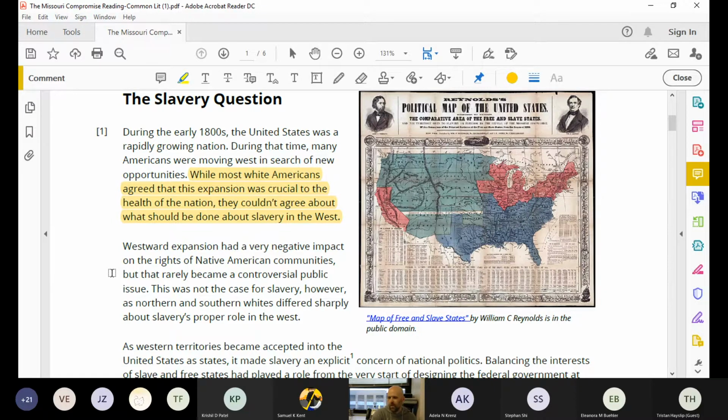For example, if Missouri is added as a slave state and there's not another state to balance it out, then we have 12 slave states and 11 free states.